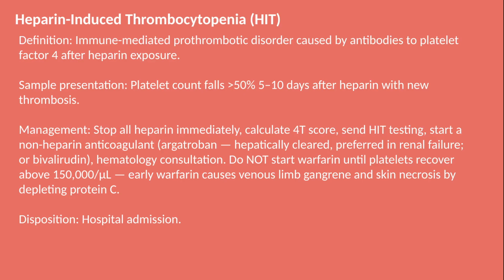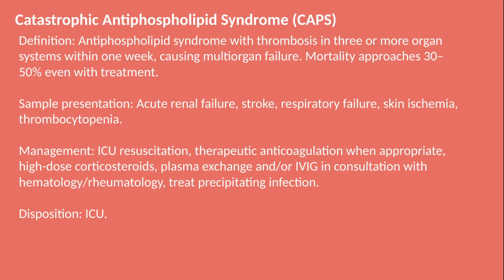Two prohibitions. Never give platelet transfusions unless there is life-threatening hemorrhage, and never start warfarin until the platelet count has recovered, because early warfarin precipitates venous limb gangrene. Consult hematology and admit. Catastrophic antiphospholipid syndrome is the fulminant form of that disorder.